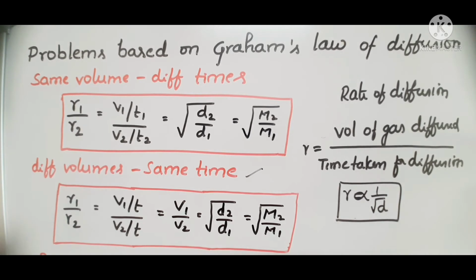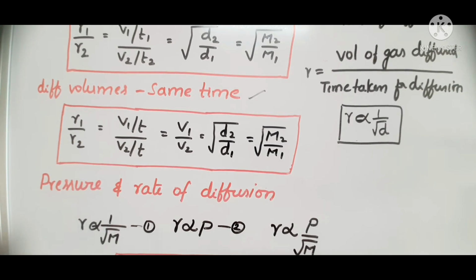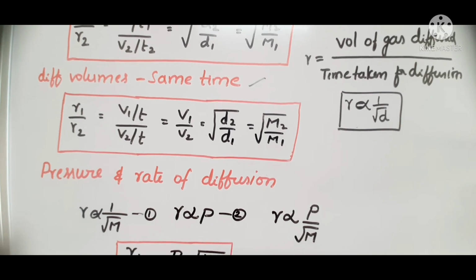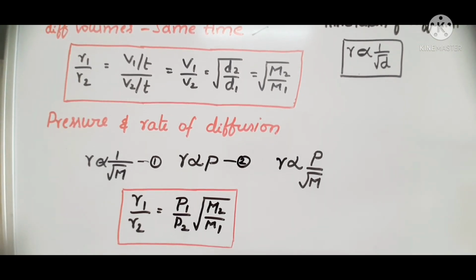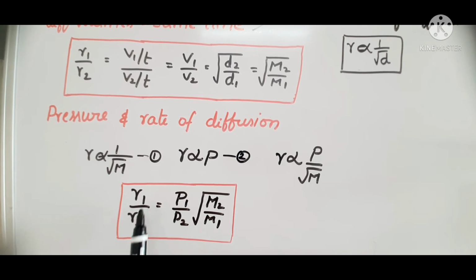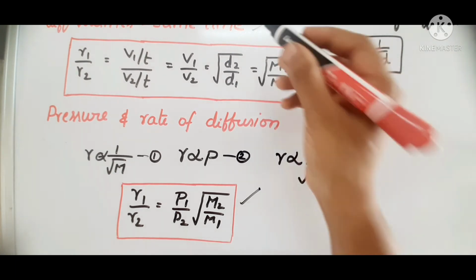Then what is the third case? What is the relation between pressure and the rate of diffusion? Rate of diffusion is inversely proportional to the square root of molecular mass. Here instead of D I have written M, at constant pressure. When the pressure is not constant, the rate of diffusion is also proportional to pressure. When you combine these 1 and 2, you will get R proportional to P by root M. In ratio form, R1 by R2 equal to P1 by P2, where P1 and P2 are different pressures of different gases, into root of M2 by M1. This is the important one. These three formulas are important.